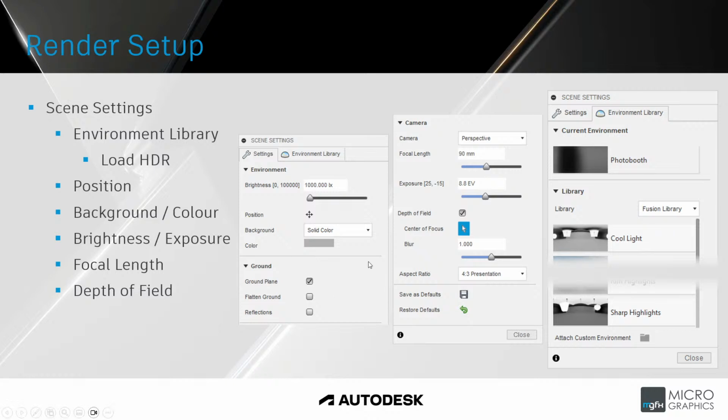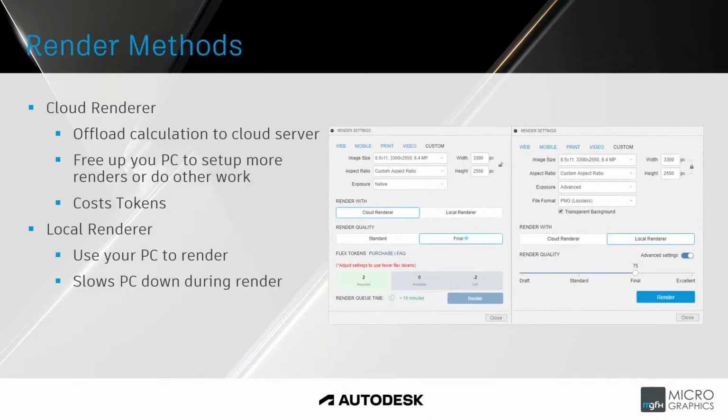So we'll have a look at the render setup in a demo. We'll go through a couple of the options and have a look also at the environment library as well. Once you've set up the environment, it then is time to look at rendering. And so we'll look at the separate render methods as well. And essentially what we do is we choose our settings. So we can set the image size, the aspect ratio, we can set exposure. We've got two options for exposure.